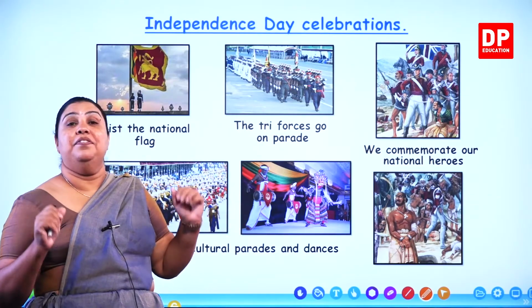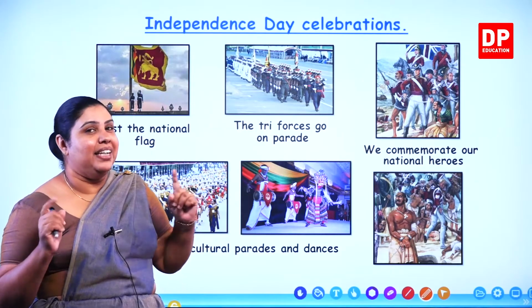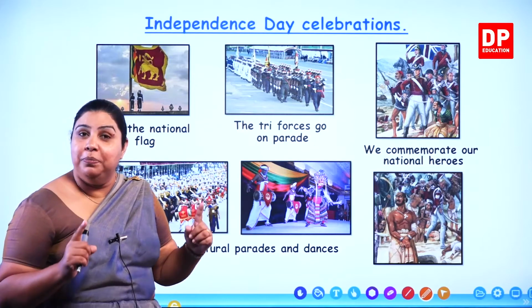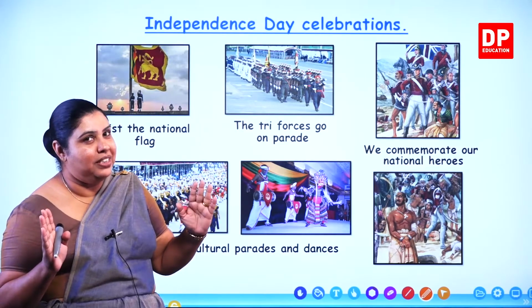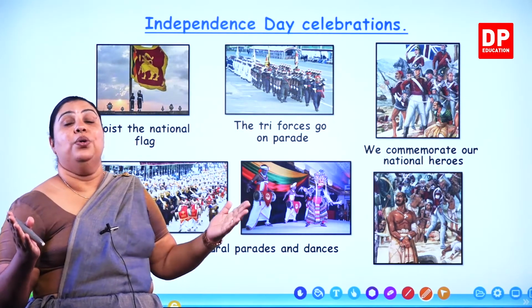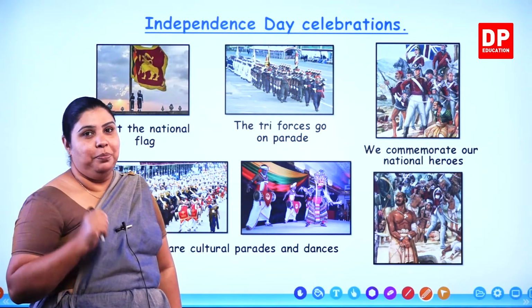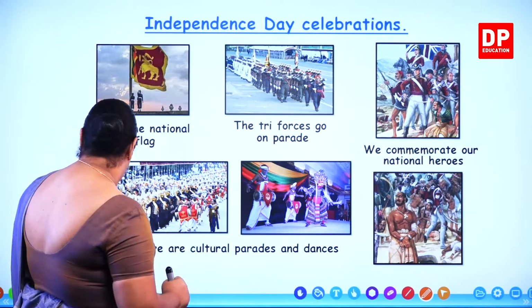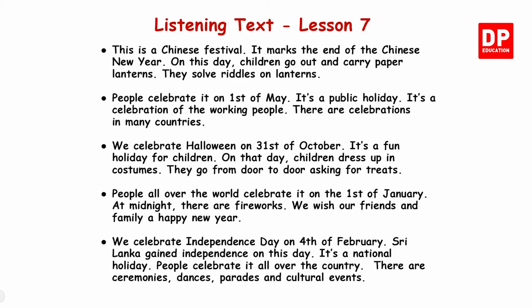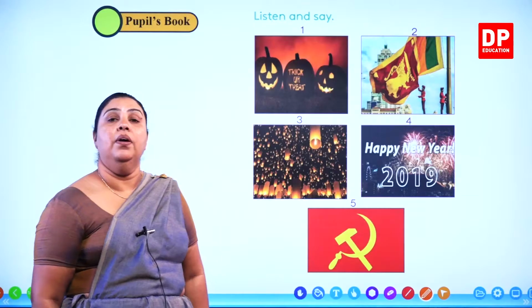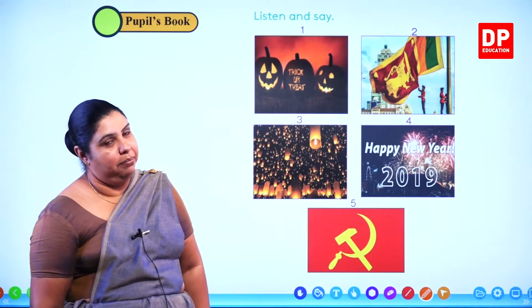Now it's time for us to do our little activity. As I told you, now we are going to go to our pupils book and listen to what the teacher says, and you're going to choose the pictures. Let's go to our pupils book and turn to this page. Now we have our listening activity. Now I hope you can remember these are the pictures that you had in your pupils book, lesson number 7.